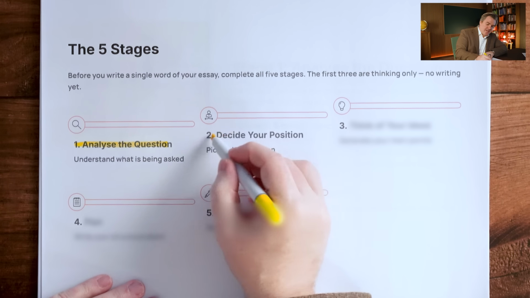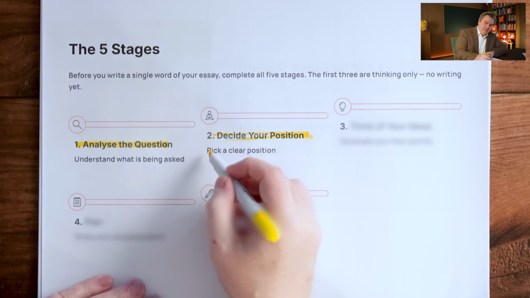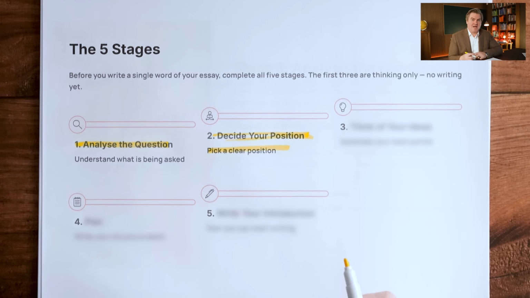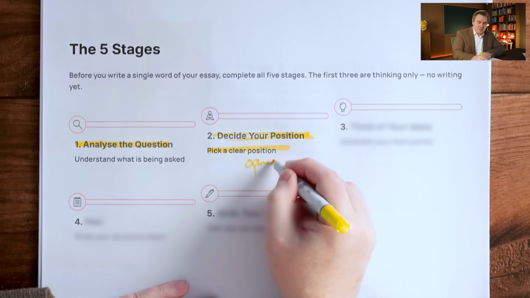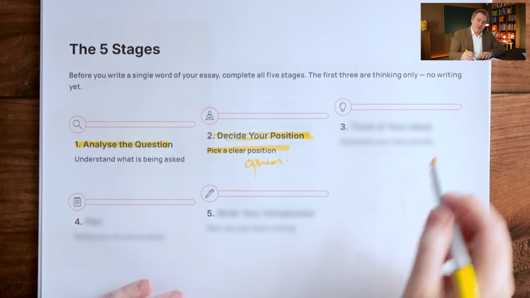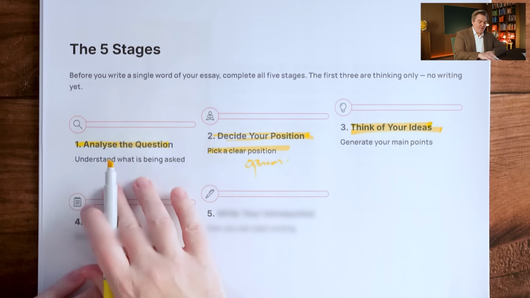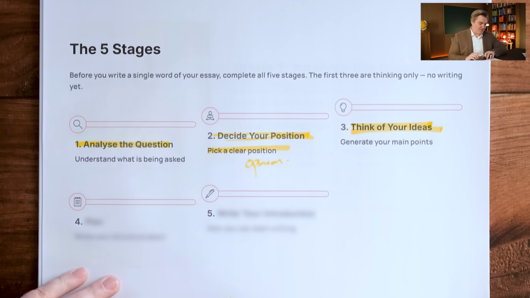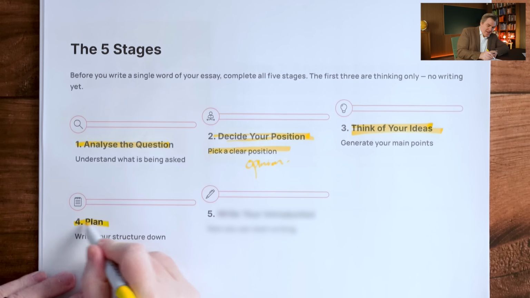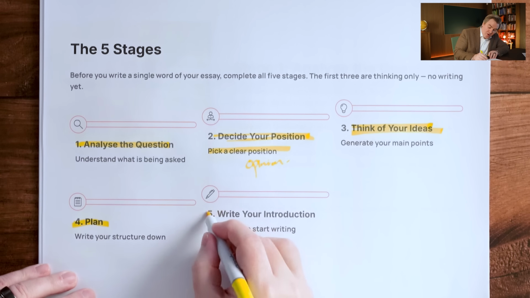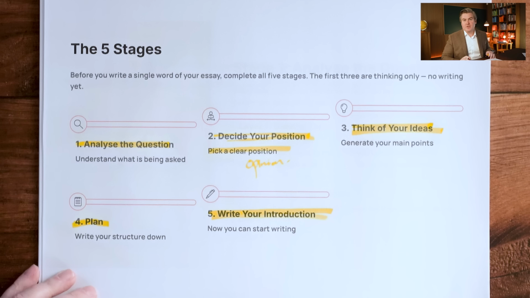Then decide your position, all right? Pick a clear position if it asks you about that. Sometimes position might be called opinion. Then you have to generate ideas, but only after you've analyzed the question and you've thought about your position. Then you plan everything out, and then, and only then, do you write your introduction.